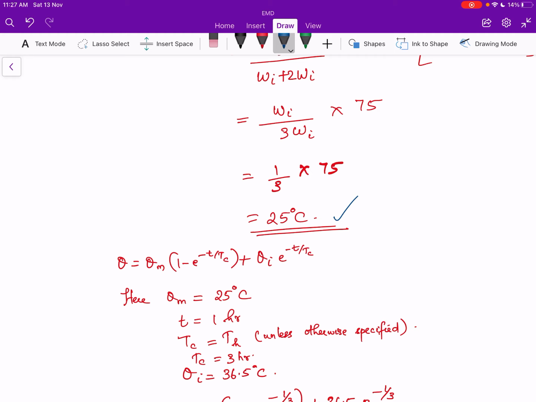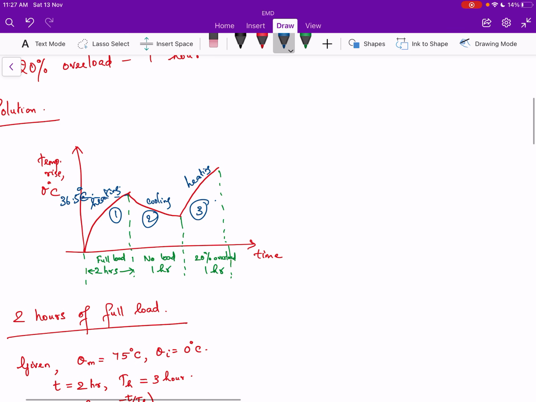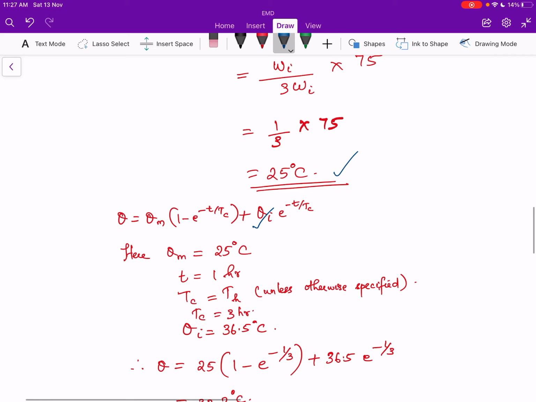And the initial temperature rise, we have to substitute the initial temperature rise in this expression. So the initial temperature rise at no load will be equal to the final steady temperature rise at the first load cycle, that is at full load. The final steady temperature rise at full load was 36.5 degrees Celsius, and at the beginning of the no load, the initial temperature rise will be equal to the final steady temperature rise at full load itself. So we can write theta i as 36.5 degrees Celsius.